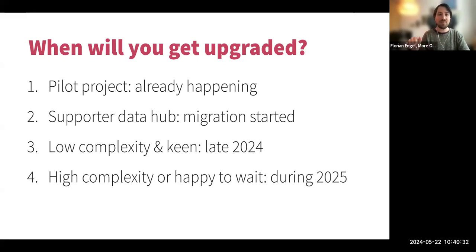The second way that you will be upgraded is the supported data hub. That migration has already started, and all of the clients using optimized integrations already have been migrated. All of the clients using MailChimp integrations are being upgraded right now, and we're going to take it from there. So eventually everyone will have the supported data side of things upgraded.